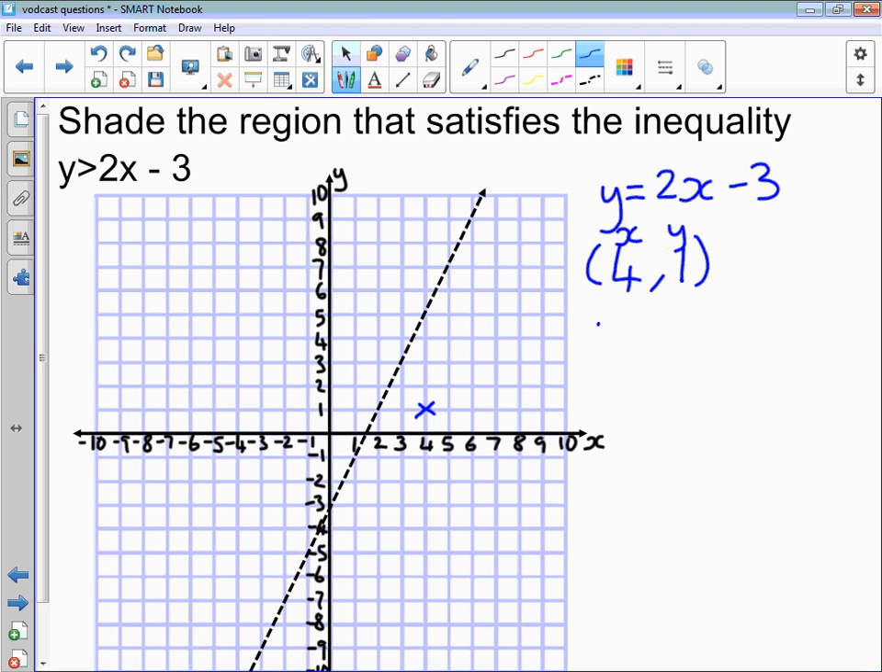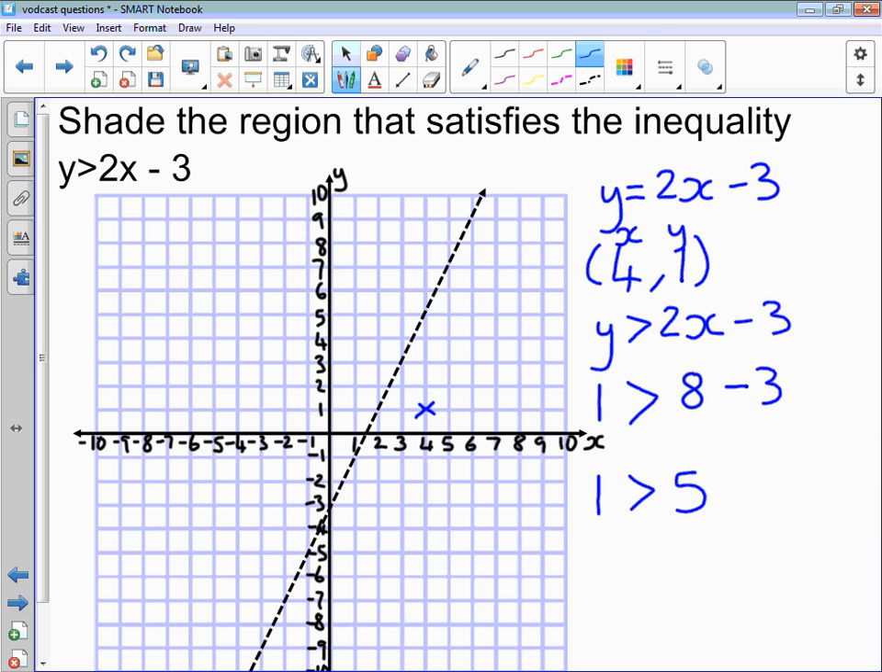I'm going to substitute both of these values into my inequality to see if it works. So y is 1, so I've got 1 as my y value here, and I've got my inequality symbol. Then I've got 2x. When x is 4, 2x is going to be 8, and then take away 3. If I simplify the right-hand side, I can see that we've got 1 is greater than 5.